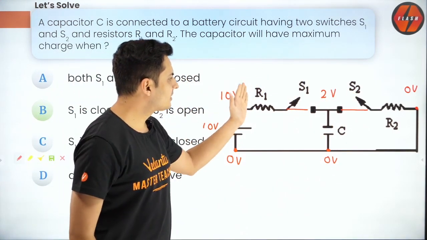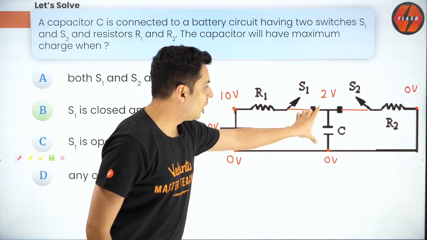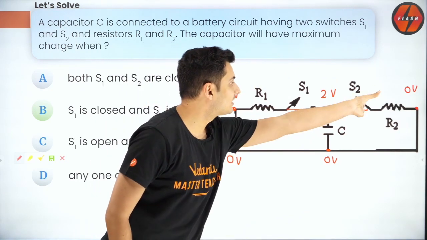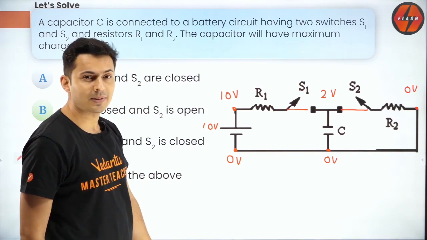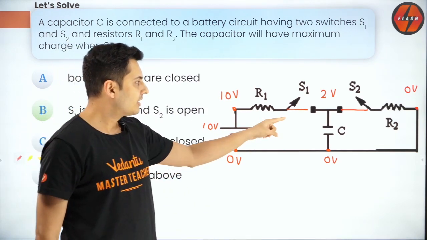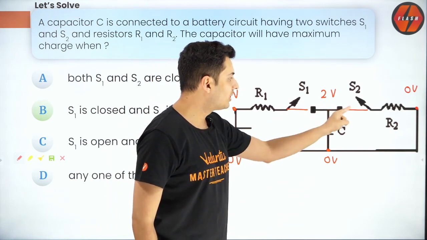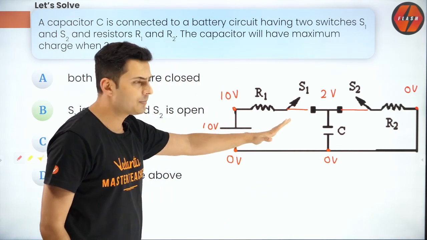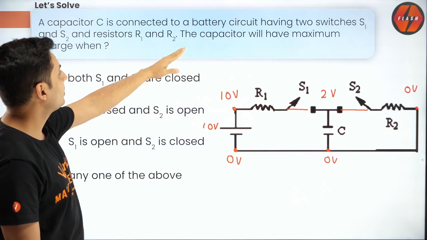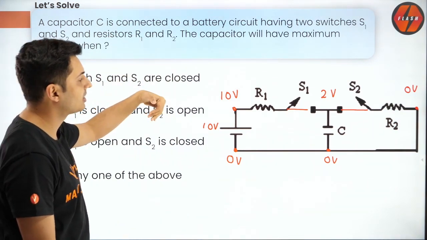So, there is a potential drop of 2 volts across this capacitor. I hope you can see that. Very easily, you can see that there is a potential drop of 2 volts around this capacitor when both the switches are closed. Now, keep this in mind. Now, the question was when the capacitor will have maximum charge.